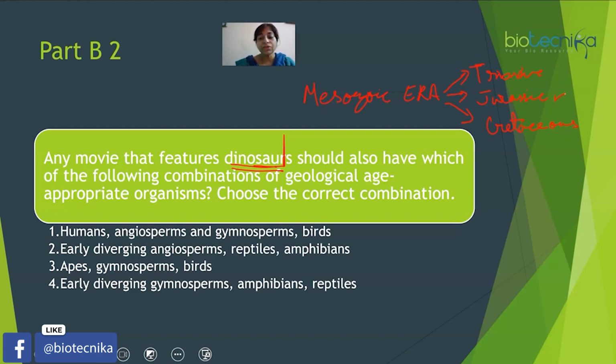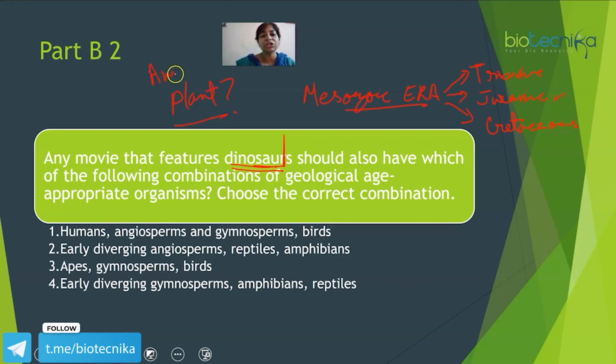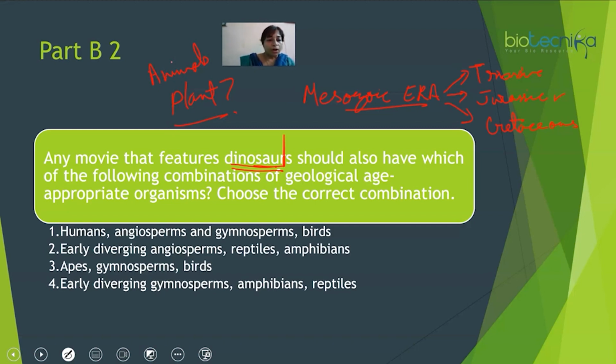So basically, once you have understood that we are talking about the Jurassic, what you have to find out is what plant species and what other animal species were present in this Mesozoic era. Okay, so option 1 says humans, angiosperms, gymnosperms and birds, and option 3 talks about apes, gymnosperms and birds.